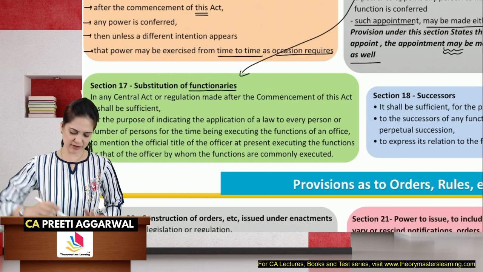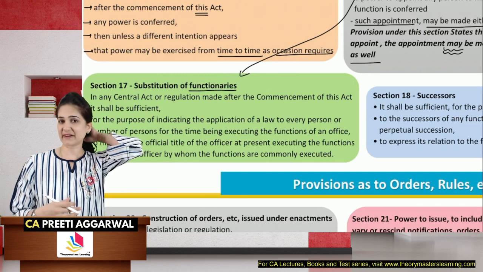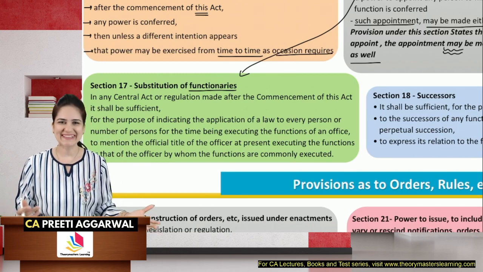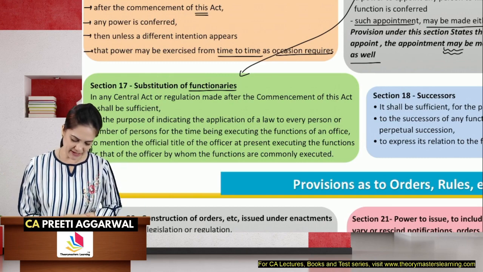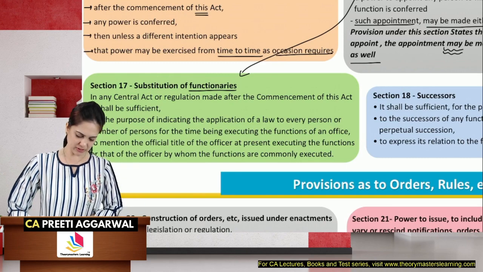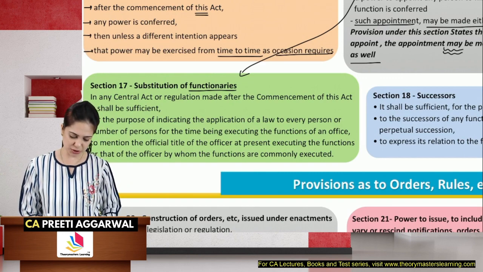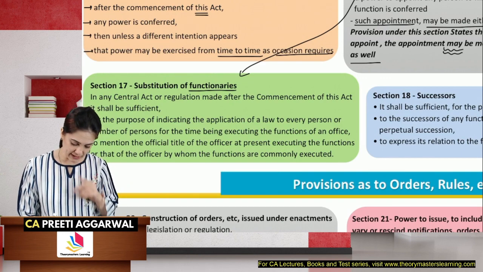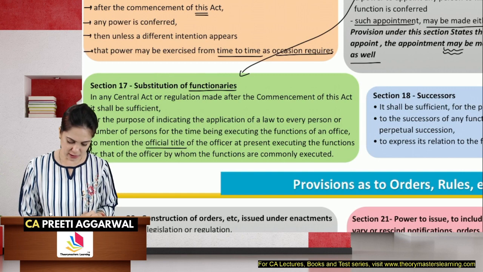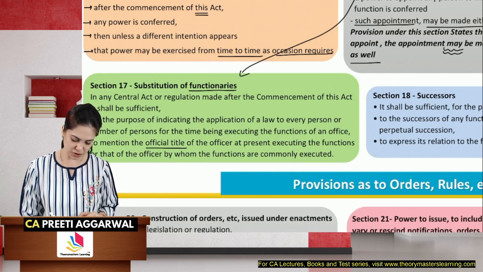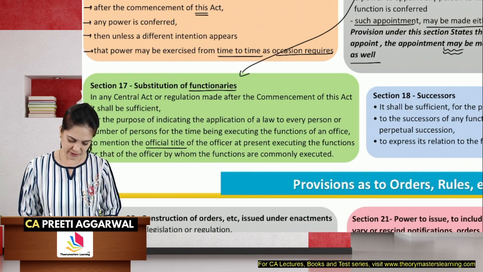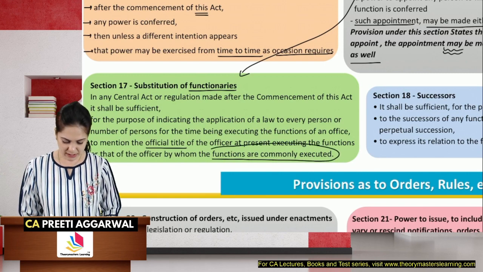In any central act or regulation made after the commencement of this act, you will find that this is a very common sentence. Yes, for the purpose of indicating application of law to every person or number of persons for the time being in force executing the function of office. It is okay if we mention the official title of the officer at present executing the function, or that of the officer by whom the functions are commonly executed.